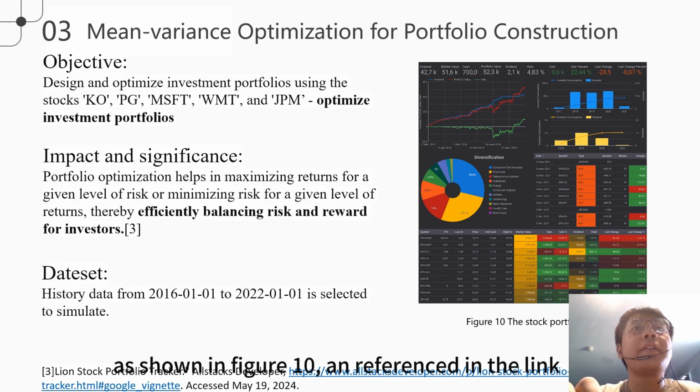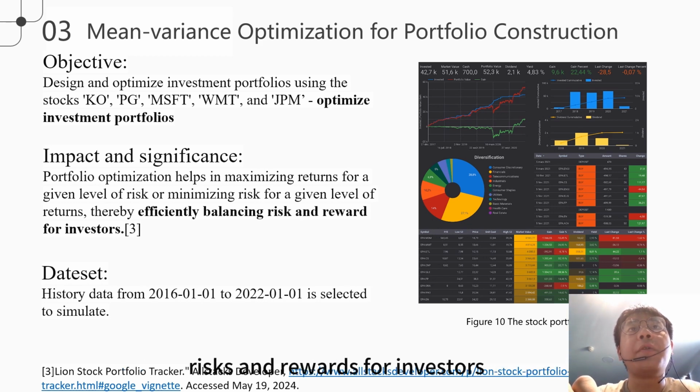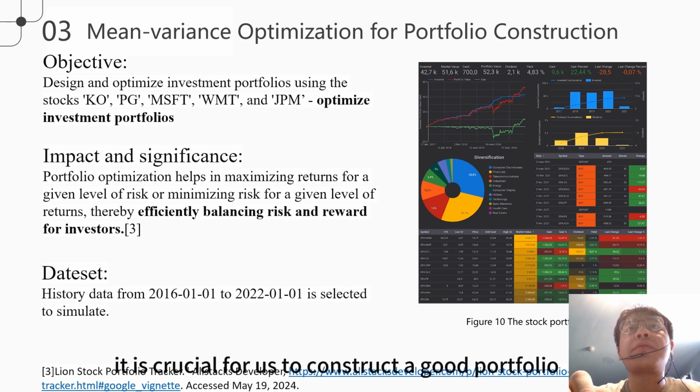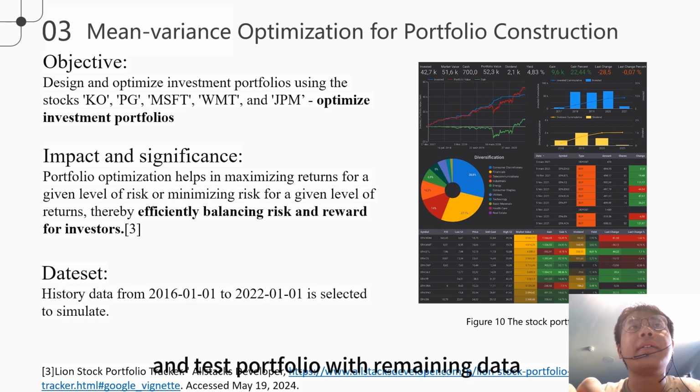As shown in Figure 10 and referenced in the link, an appropriate portfolio can efficiently balance risks and rewards for investors. Therefore, it is crucial for us to construct a good portfolio. In this task, I use mean variance optimization to optimize the investment portfolio for the 5 companies. I use data from 2016 to 2022 for simulation and test the portfolio with the remaining data.